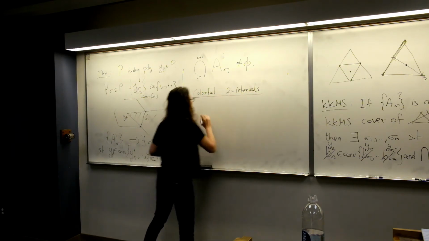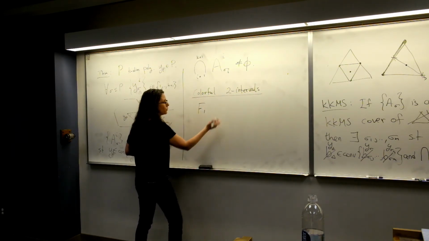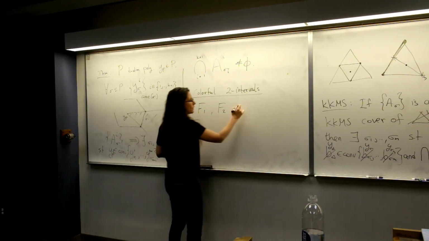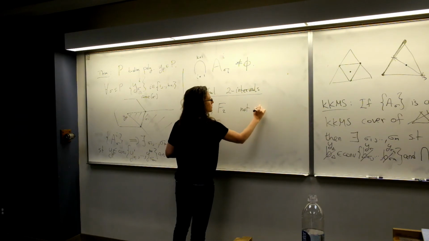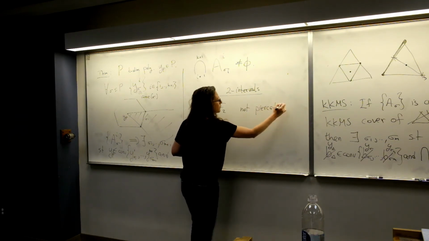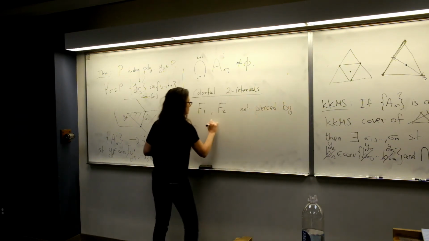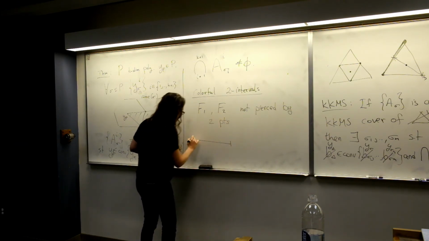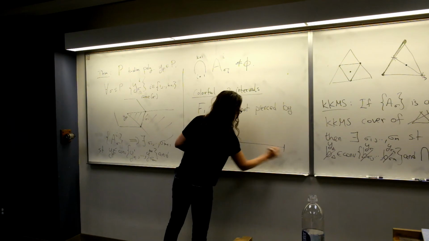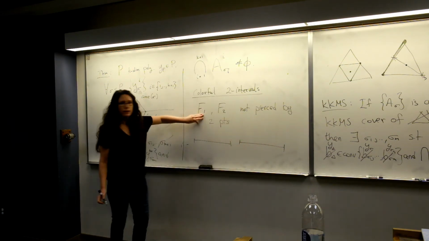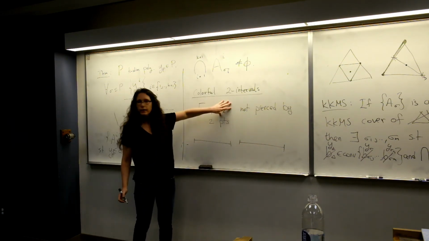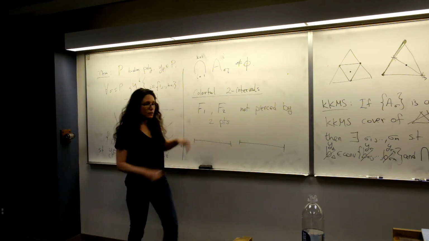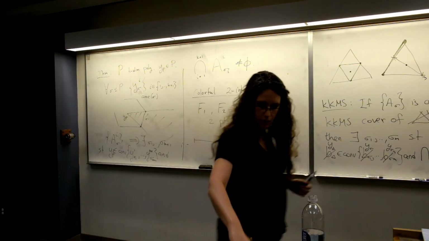So I remind you that we have two families of two intervals, F1 and F2, and both are not pierced by 2 points. So what we want to find is a choice of two interval here and a two interval here such that they are disjoint. Okay? So they are not pierced by 2 points.